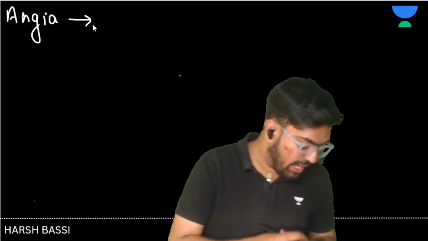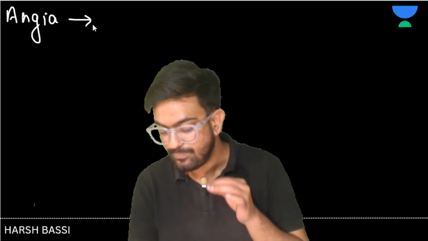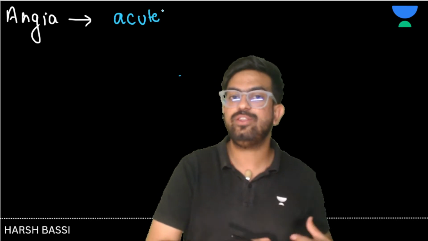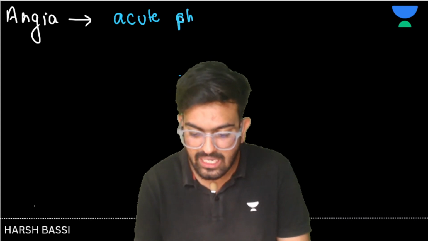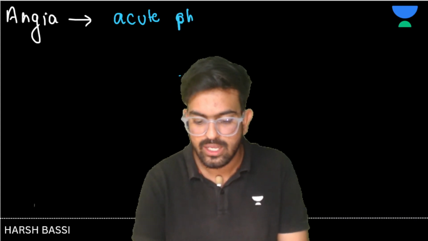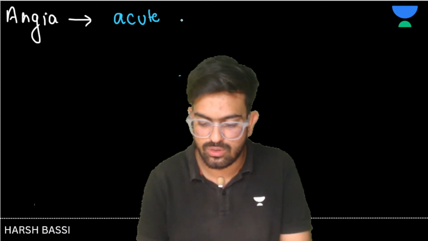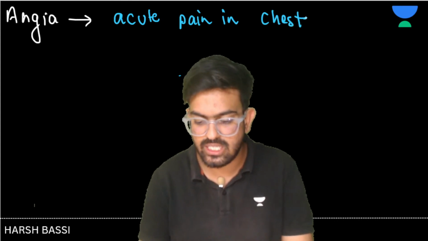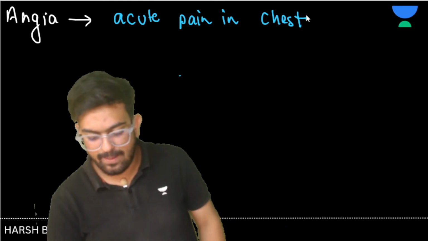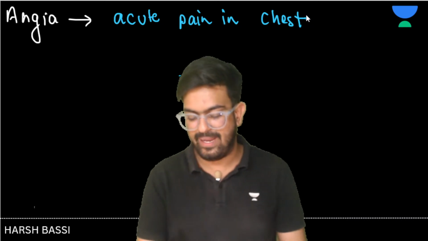So what is angina? When pain happens, what do we say? We say aah. So angina is acute pain in the chest. Okay, angina pectoris, acute pain in chest.